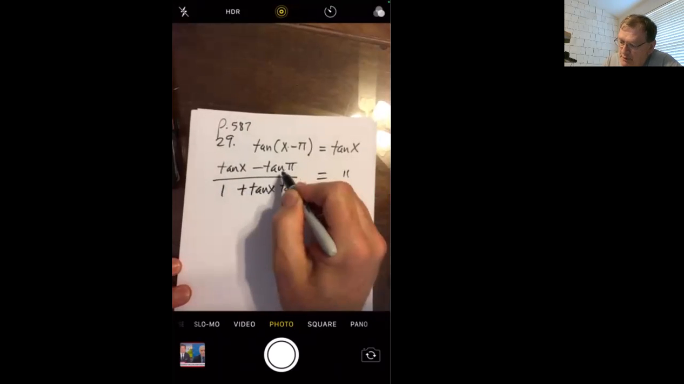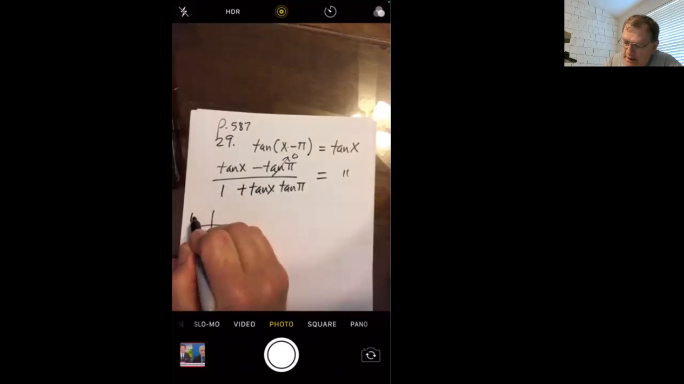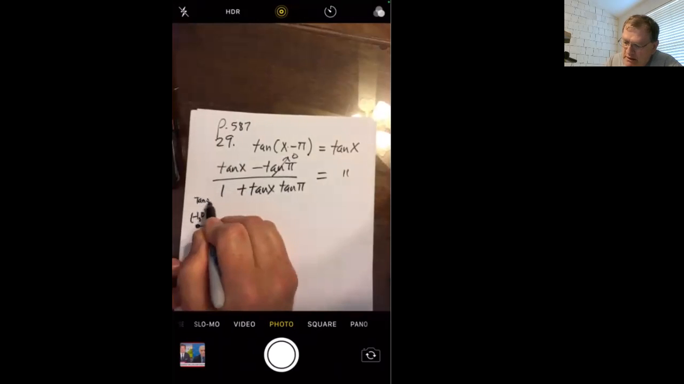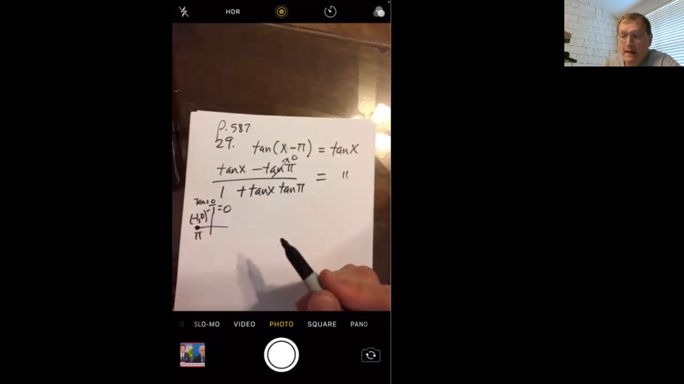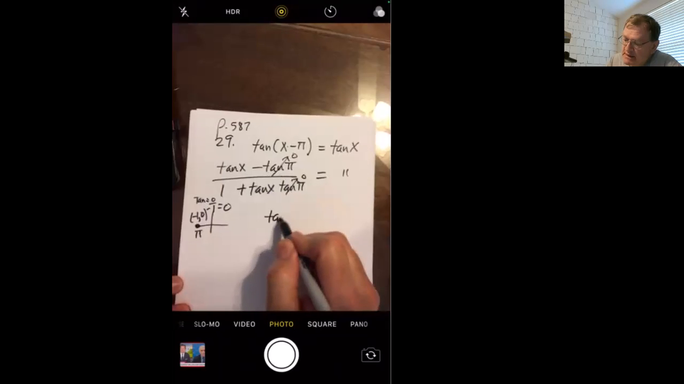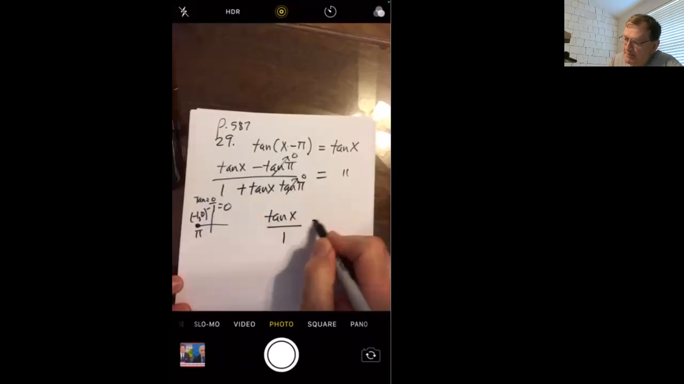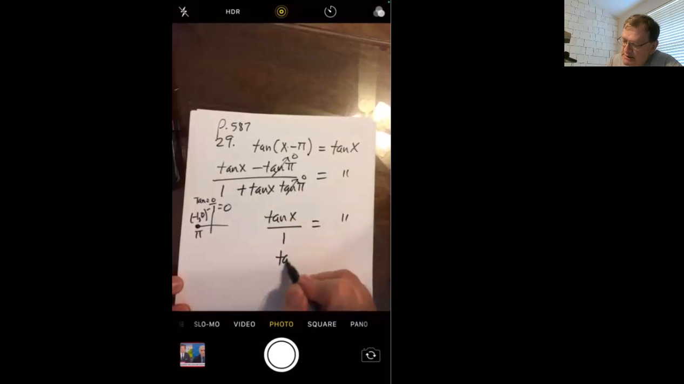Well, tangent pi, I hope you know, is 0. I don't know if you need that convinced, but there's pi. Coordinates are -1, 0, and tangent is 0 over -1, which is 0. And so tangent pi here is 0, which leaves you tangent x divided by, if that's 0 and that's 0, you're left with just 1 on bottom. Tangent x.